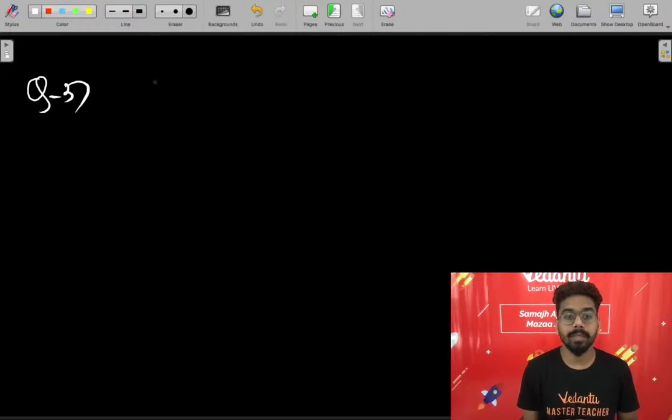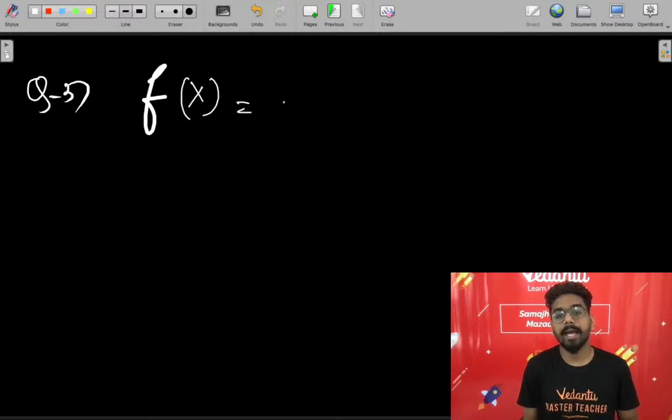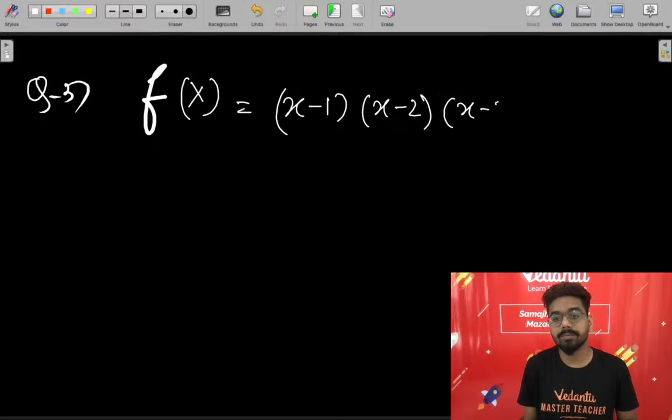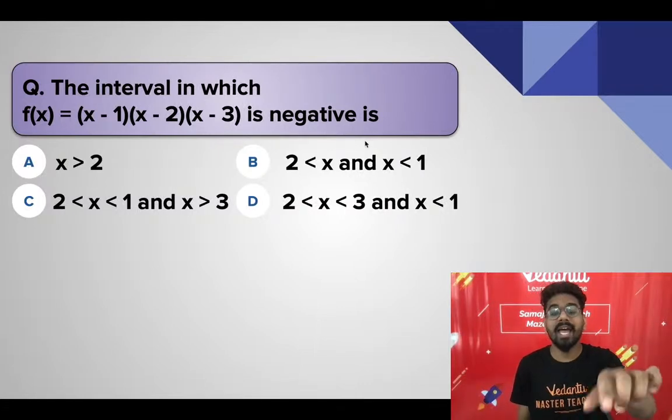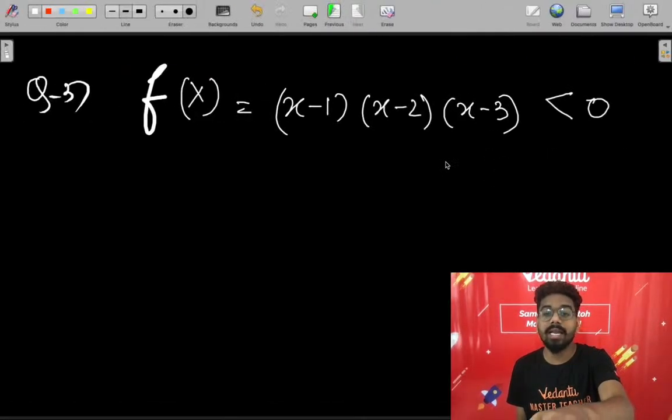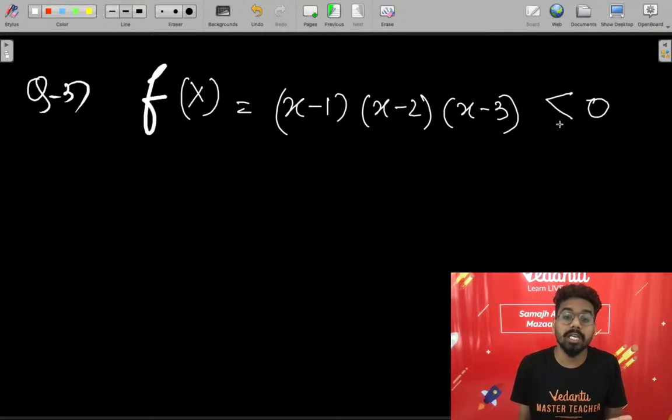Now question number 3, that if f(x) is equal to (x minus 1)(x minus 2)(x minus 3), and we are saying for what values of x this is less than 0. This is what is given, that for what values it will be negative. We will not put an equality sign. Why not? Because it is not given non-positive. If non-positive were written, we would have put equality. If it is just negative, we will apply the less than sign.